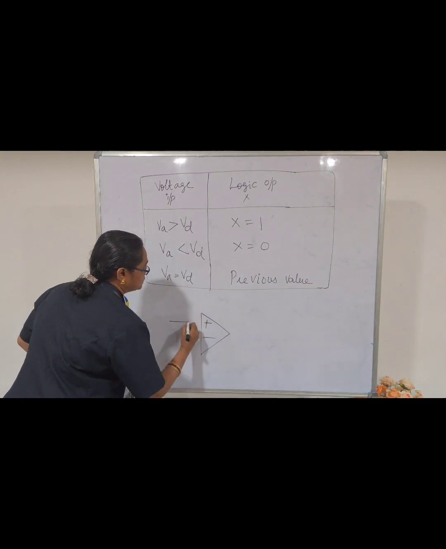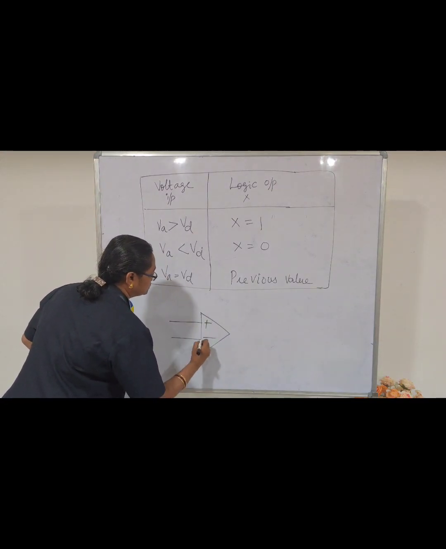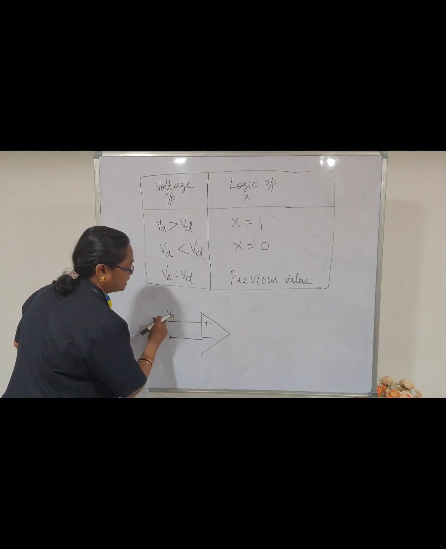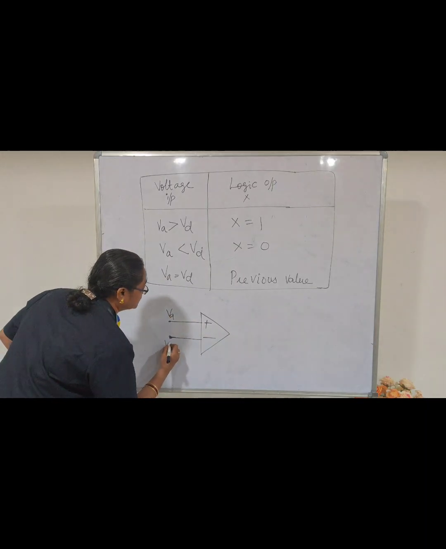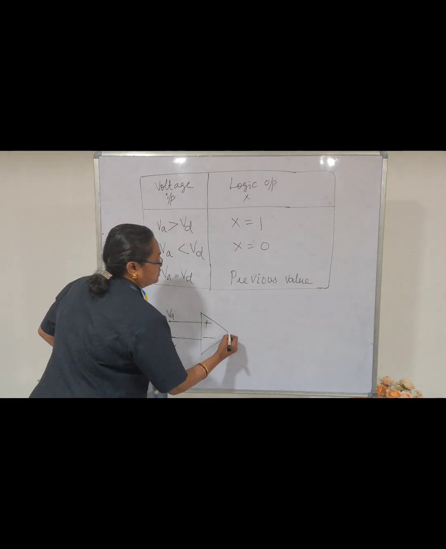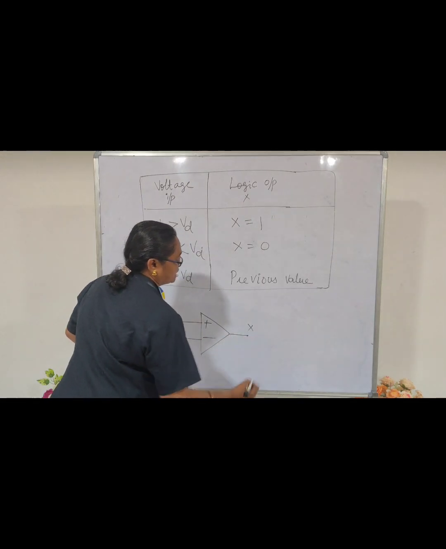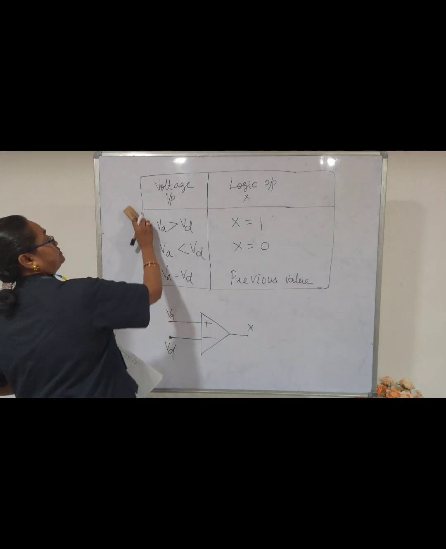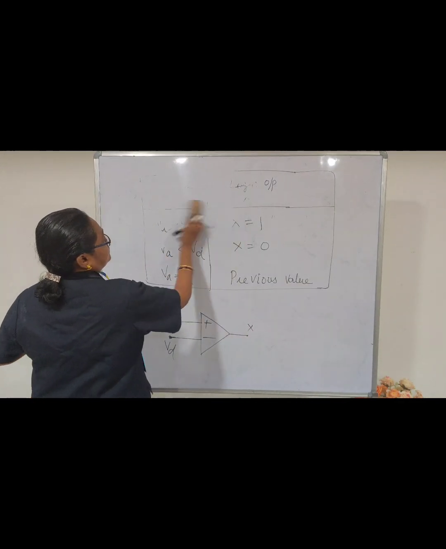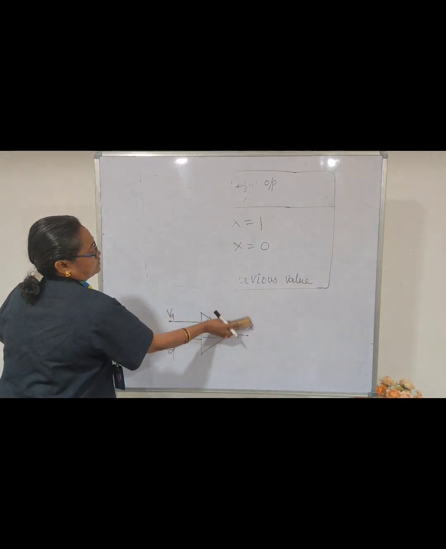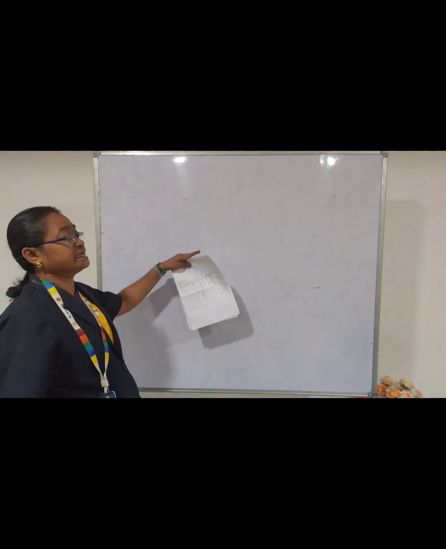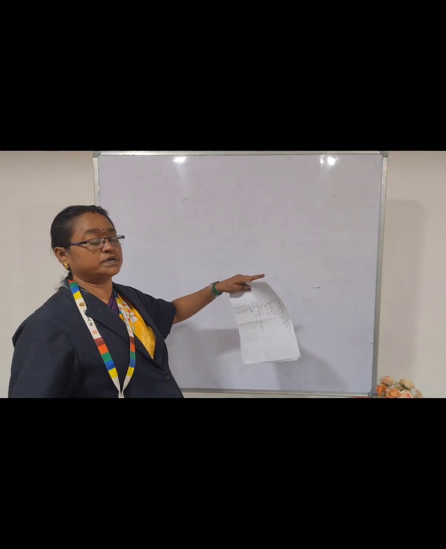Positive terminal and negative terminal. To the positive terminal we are applying the analog voltage VA, and to the negative terminal we are applying the reference voltage. So this is your output X. Then the 8 line to 3 line priority encoder.